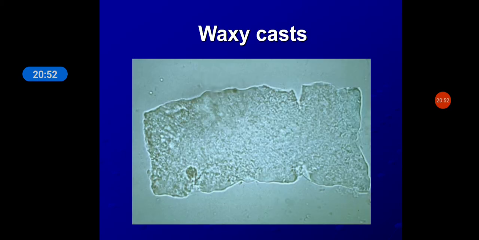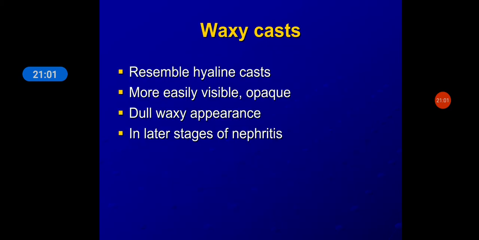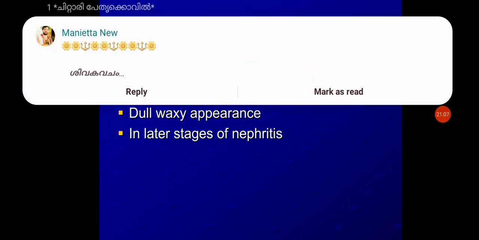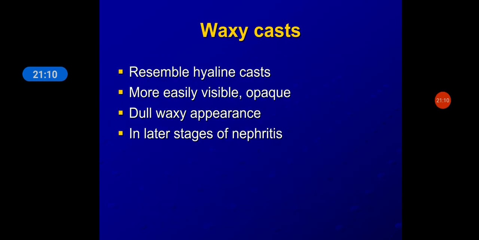Next is the waxy cast. Can you appreciate that transparent structure? That is again a waxy cast, because usually it is seen in cases of amyloidosis, or in cases of end stage renal disorders, in cases of chronic renal failure. This is never usually seen in urine. If you see this, remember this is definitely very pathological. You have to inform the clinician, and tell them that this definitely requires some form of intervention.